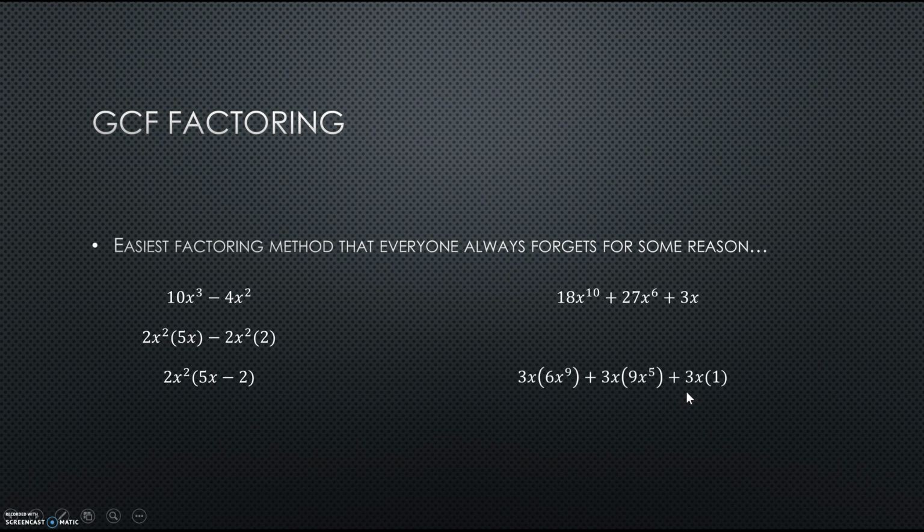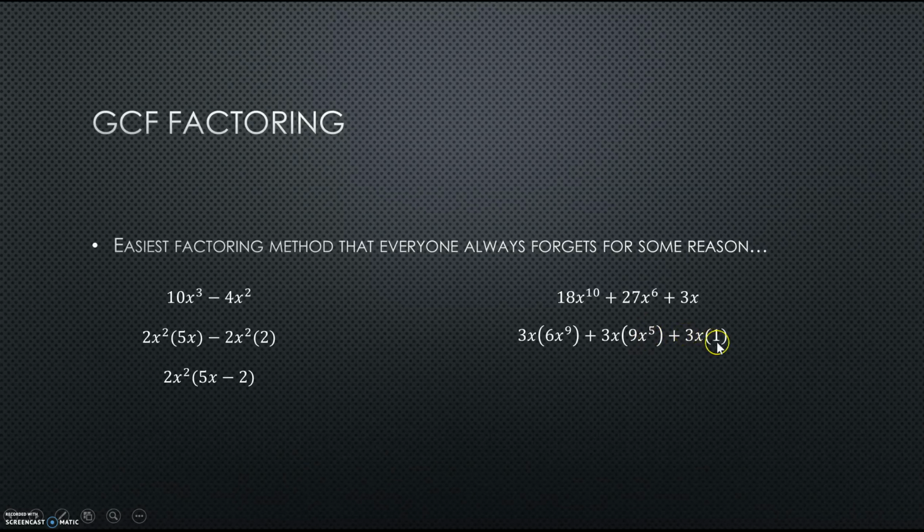So the term I'm going to pull out of all of them is 3x, right? And then what I'm left with here, 3x times 6x to the 9th gives me 18x to the 10th. 3x times 9x to the 5th gives me 27x to the 6th. And then 3x times 1 gives me 3x, okay? And then finally, I can sort of pull that 3x to the front. And what I'm left with is 6x to the 9th, 9x to the 5th, and 1.